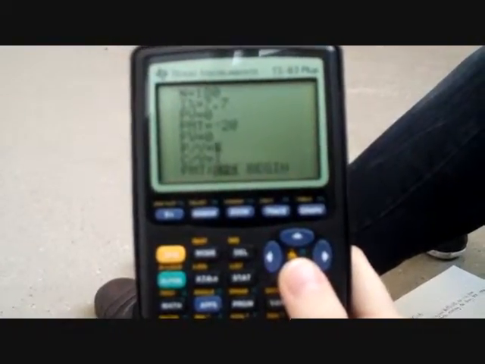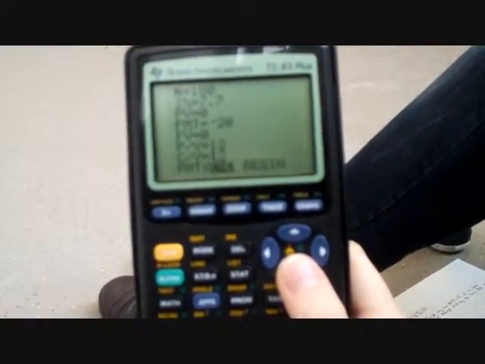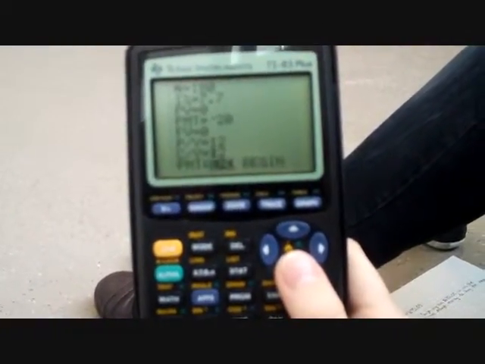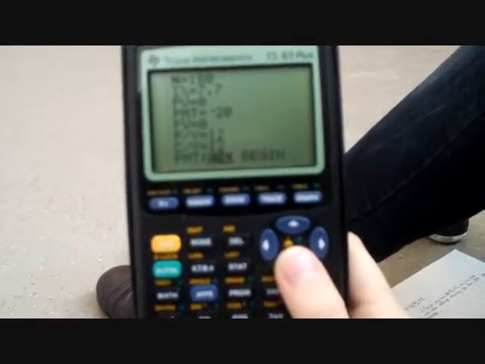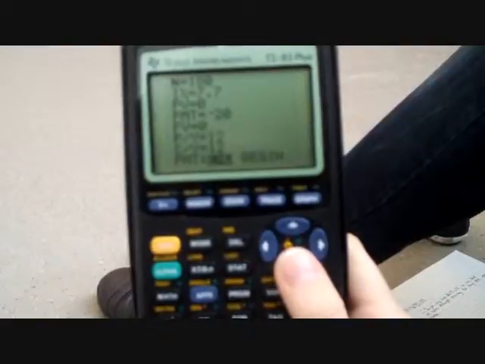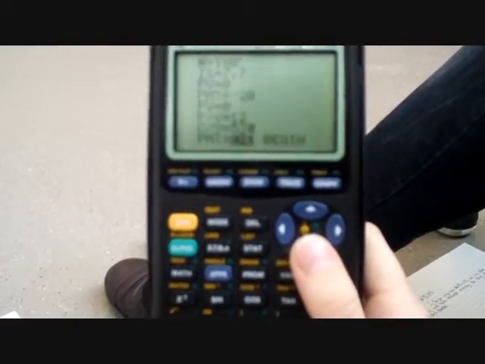Next is P/Y. This means payments per year. Sonia makes a payment each month. Therefore, we put a 12 in here. Last but not least is C/Y. This means compounds per year. In this situation, it is compounded weekly. Therefore, 52 is put into this place.